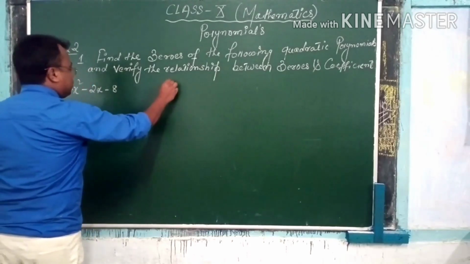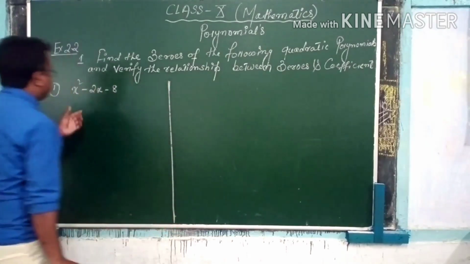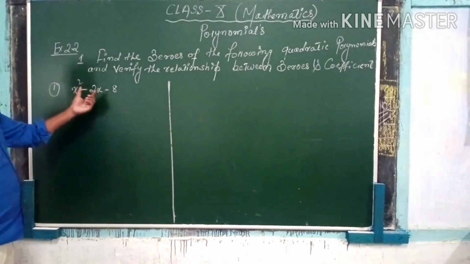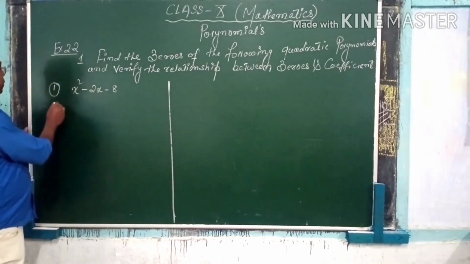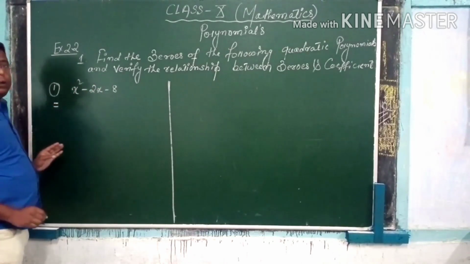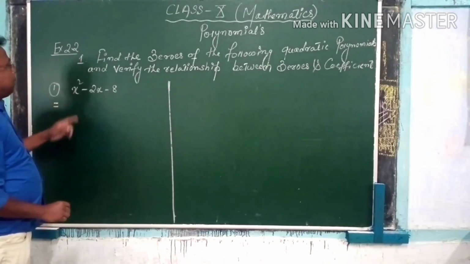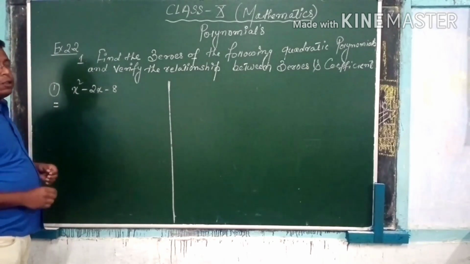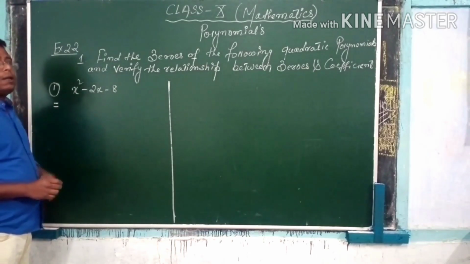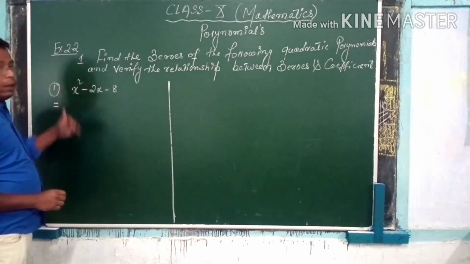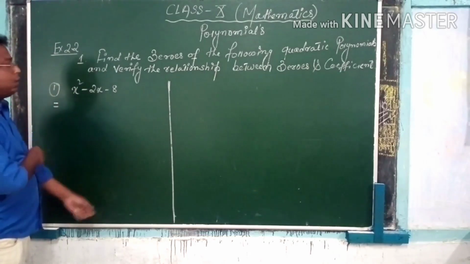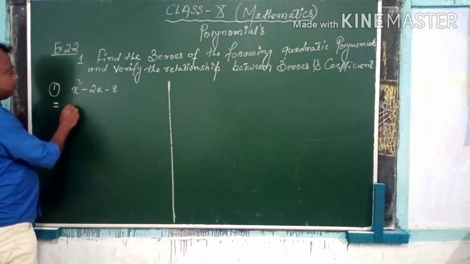Now first of all we have to factorize this one. This is a quadratic polynomial. So how? By splitting the middle term method. By splitting the middle term method, we factorize this one, and after that we find out the zeros. Okay, so let us do this question.